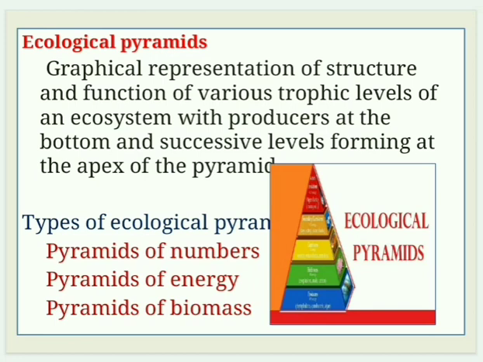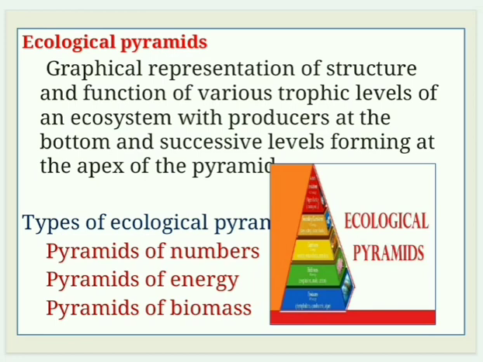Now coming to the second type, the pyramid of energy. It represents the amount of energy present in each trophic level. Producers contain more calories of energy than primary consumers, secondary consumers, and tertiary consumers. At each level there will be a loss of energy, so at the top level there is a sharp decrease in energy. So we can see the energy pyramid.